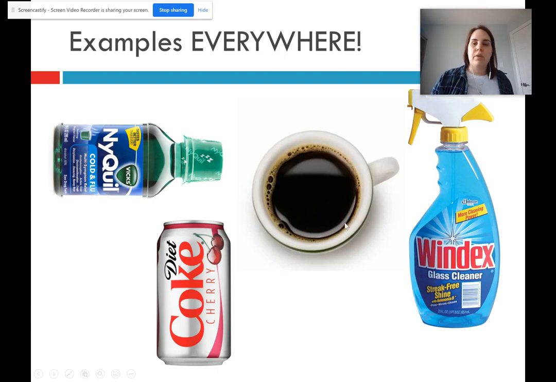Coffee is a great example. If you drink coffee or tea, that's a solution. The cleaners that you use, a lot of the liquid medicines that you use are actually aqueous solutions. And a lot of these are going to have water as a solvent. Some examples may not, but solutions are all around you.